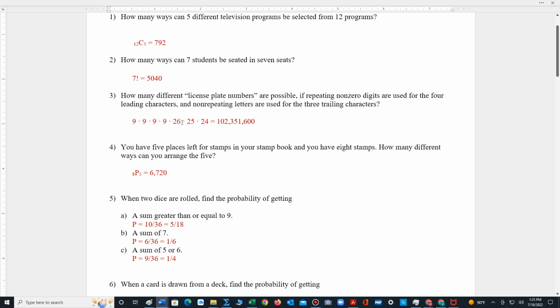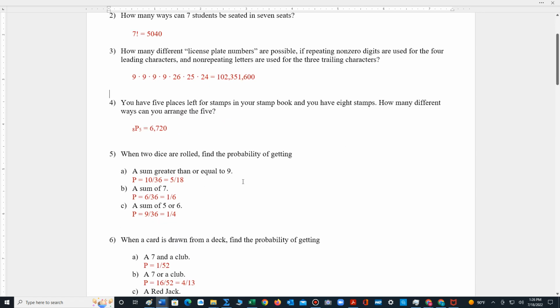For the 3 trailing characters, they're non-repeating letters. There's 26 letters in total. We pick 1 to be in this position, so there's 25 choices for the next position, followed by 24 for the last position. Multiply these out to get 102,351,600 different license plates that are possible under those conditions.